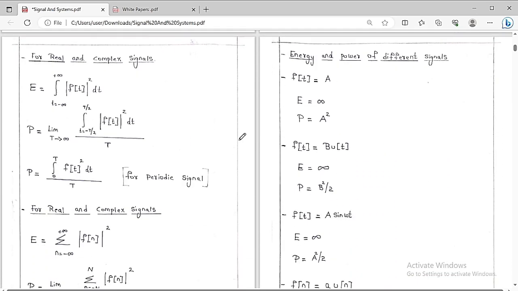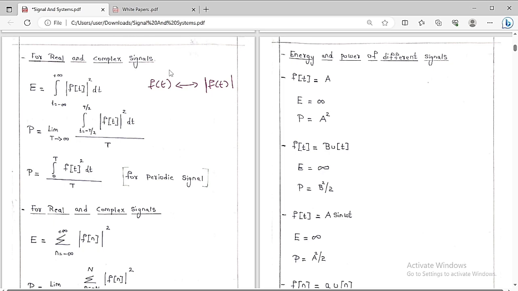Now let's go to the other important point, which is for real as well as complex signals. I am going to give the general expression for both real valued as well as complex valued signals. Whenever f of t is there, replace f of t by mod of f of t, that's it. Then you are going to get the expression for the complex valued signals.